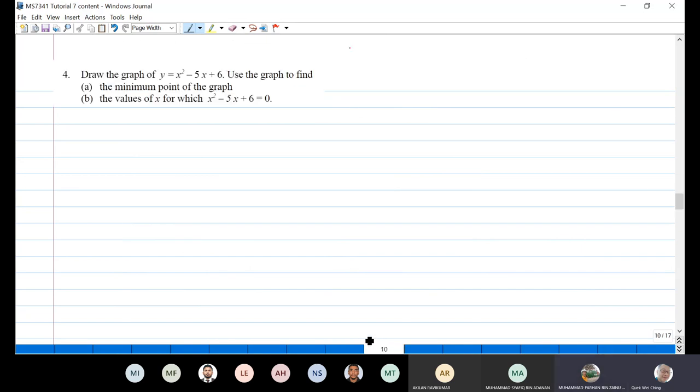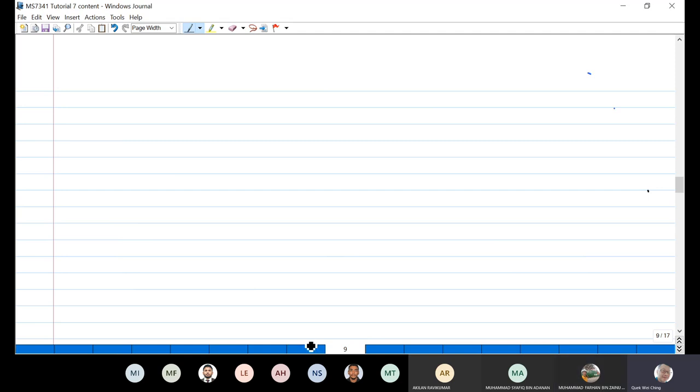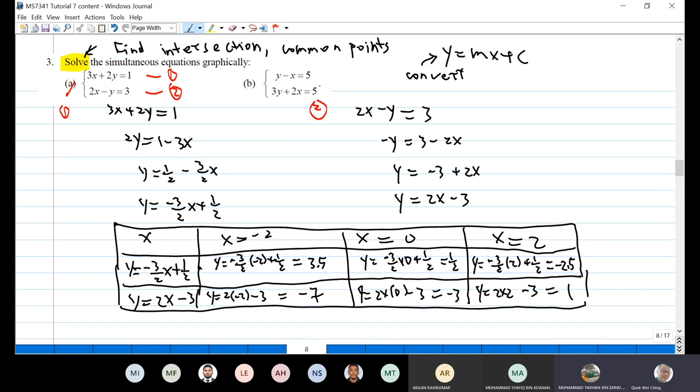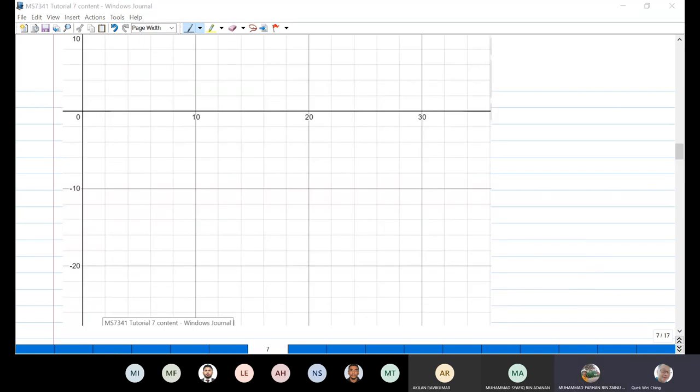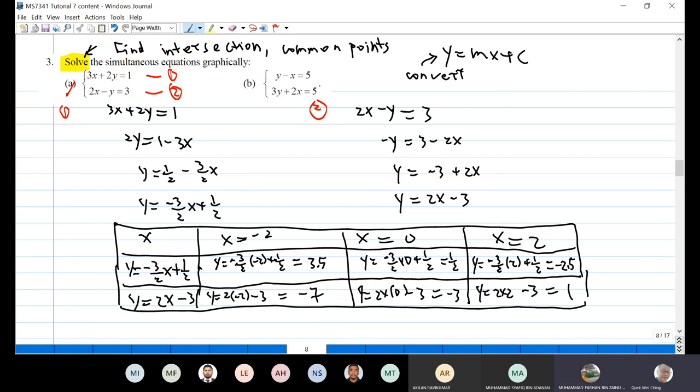Okay, the graph, let me see the range here. Can I draw it from the previous graph? Let's see. Okay, I cannot draw it from the previous graph, so I need a new graph paper. I try to get it as accurate as possible. So let me come up with the graph paper first. Let me change the setting of the graph paper first.